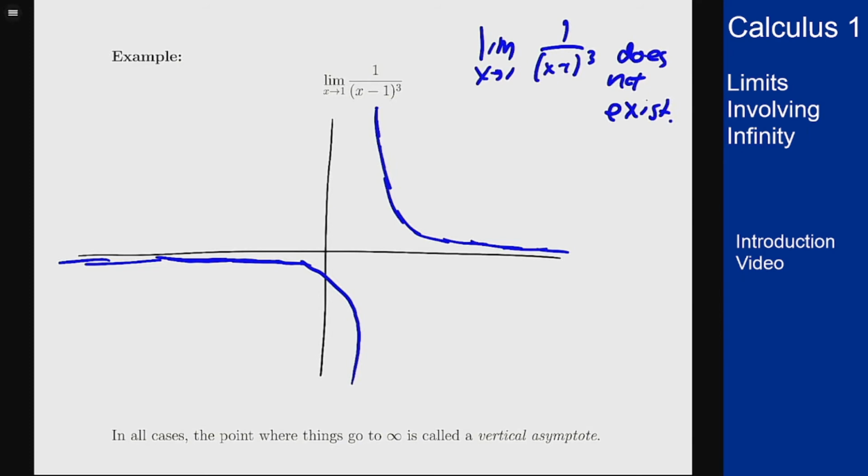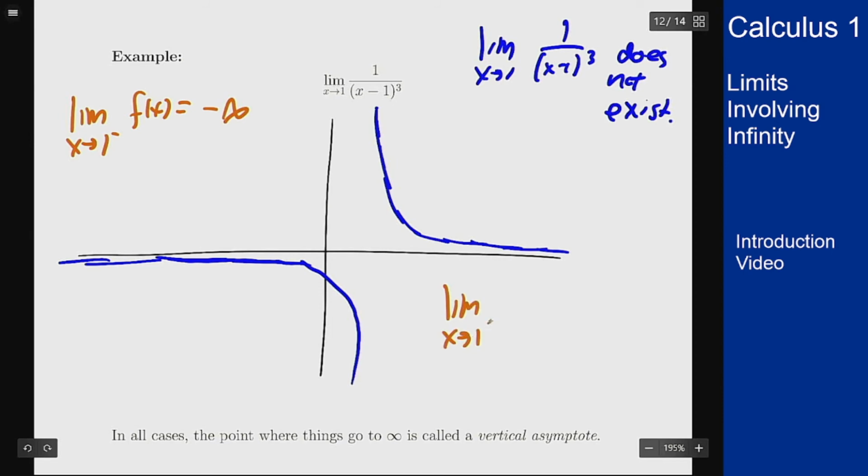What we could say about this function is that limit as x goes to 1 from the left of our function is minus infinity, because as I come in from the left side, I'm going to minus infinity down this way. And limit x goes to 1 from the right of our function is plus infinity. Come in from the right, I go up to plus infinity. So these two do not match, even in their not existing bit. So I can't say anything about the full limit as x goes to 1 of this function.